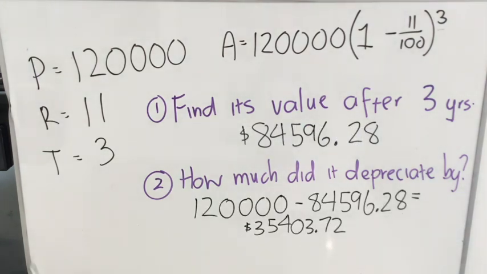Again, always 2 decimal places because we're talking about money. It started at 120,000, it is now worth 84,500. That means it reduced or depreciated by $35,403.72. All right, let's try some questions.